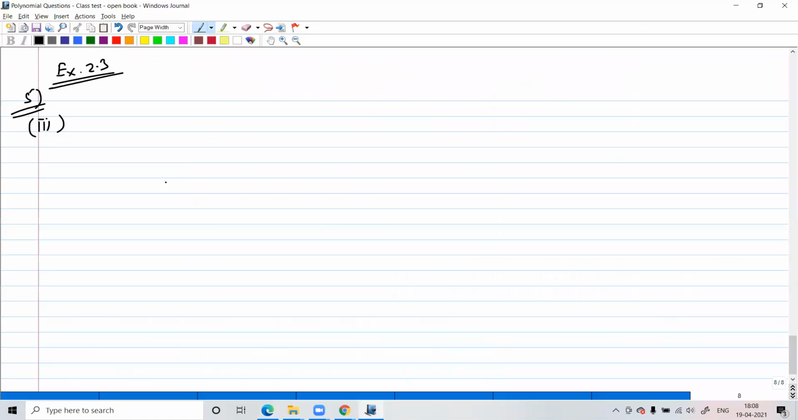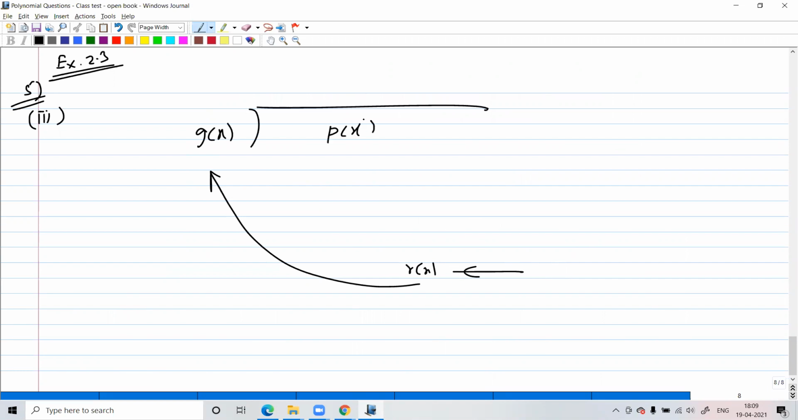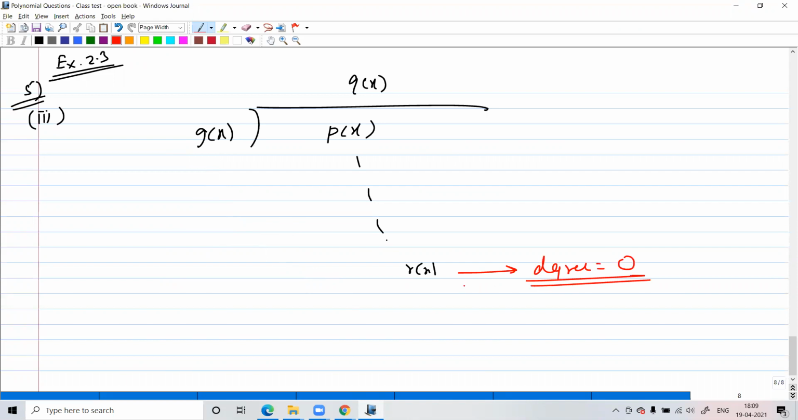And just now I taught you that if you want the degree of remainder to be something, all you have to do is think about what should be my degree of Gx. If you want the remainder to be 0, what should be my condition? There should be a factor. Gx should be a factor of Px. Yes, Gx should be a factor of Px.